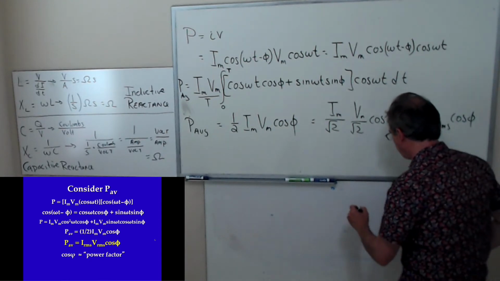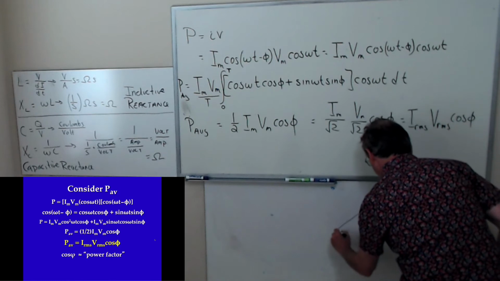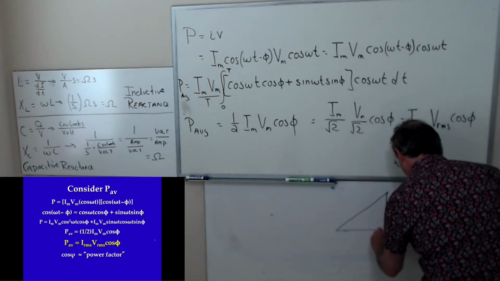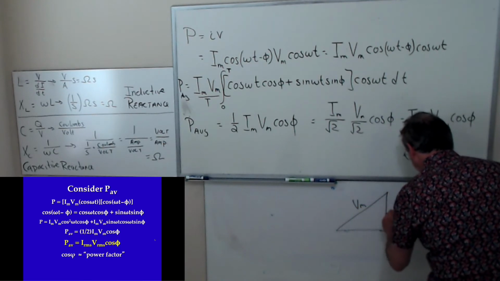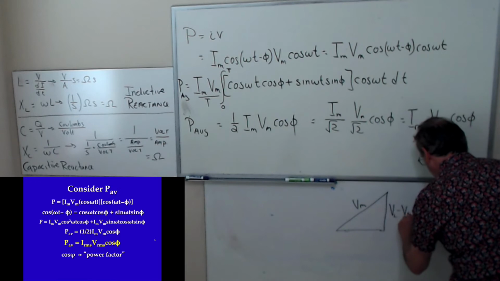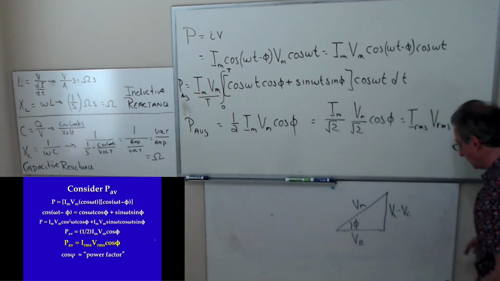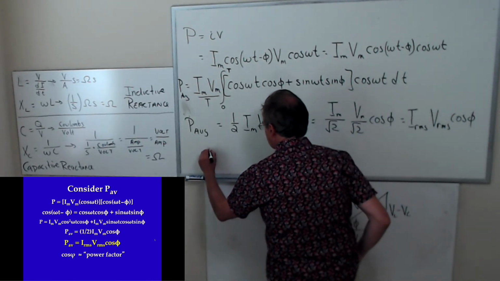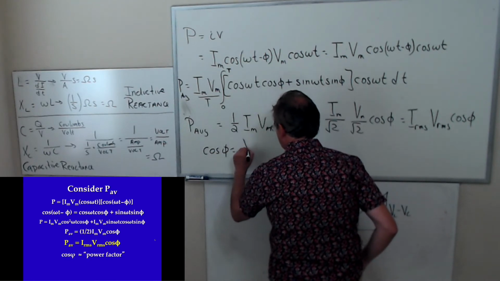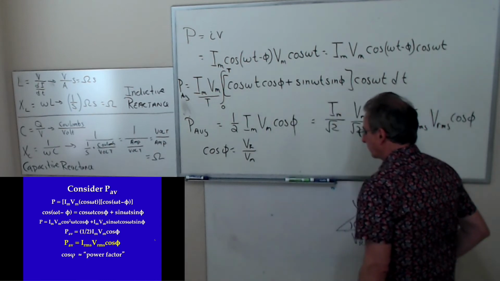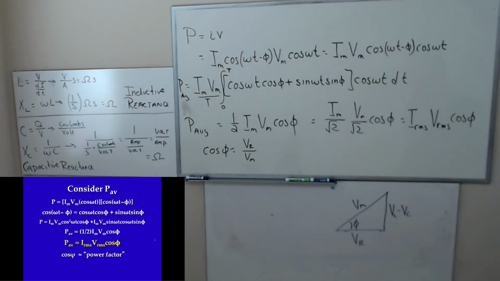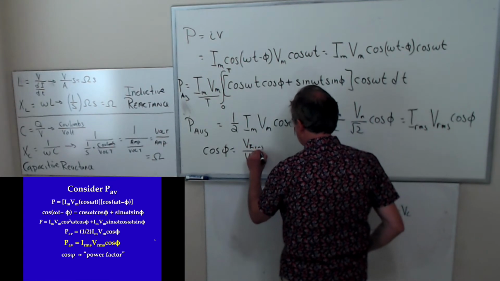What is cosine of phi? Well, let's look at our impedance triangle. This is V sub m. This is V sub L minus V sub C. And then this is V sub R. Isn't cosine of phi, and I'll get out of the way, V sub R over V sub m? In fact, I can make these RMS values if I wanted to.